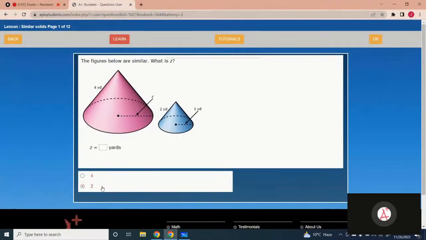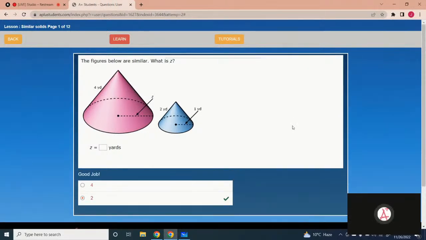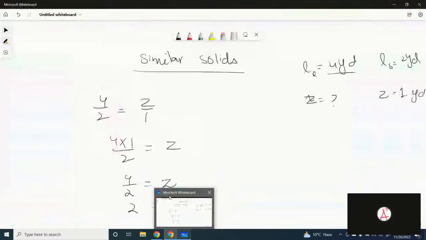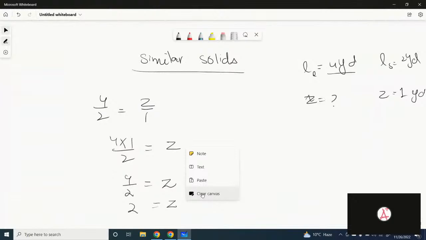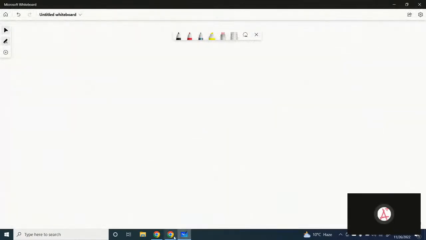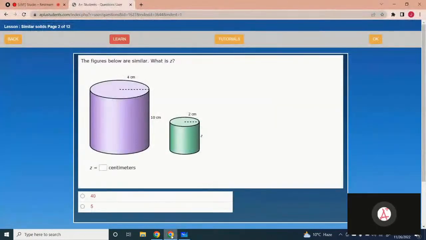You have to solve the similar solids like you already did with the similar triangles and rectangles. Just form the proportion of the two lengths. Okay, let's see, the next one is the cylinders.